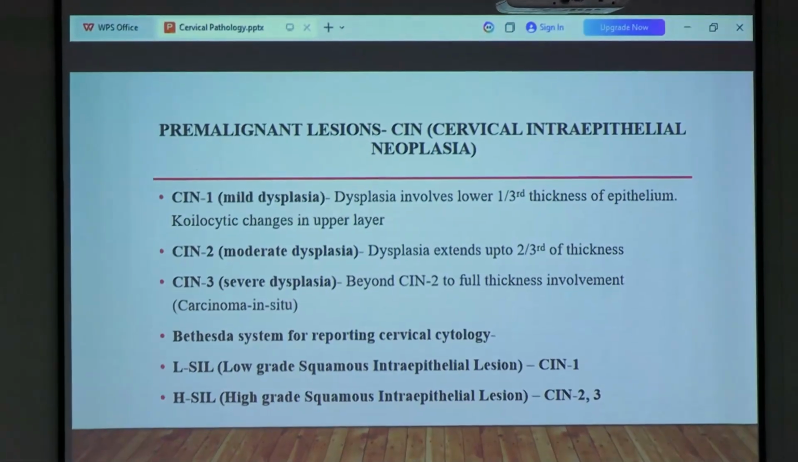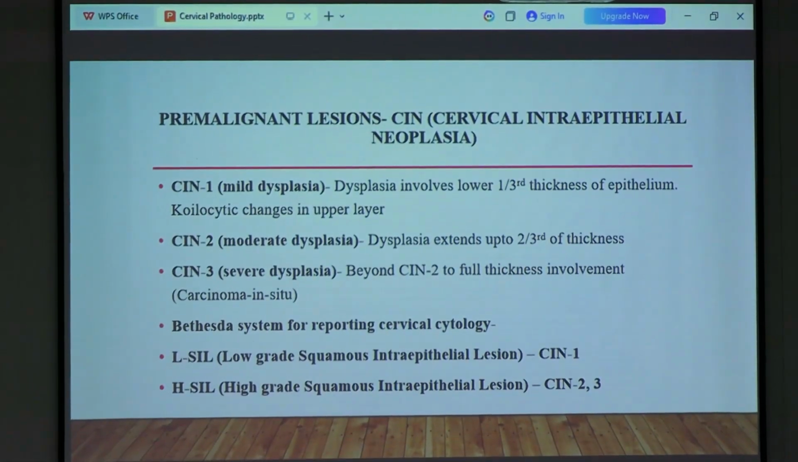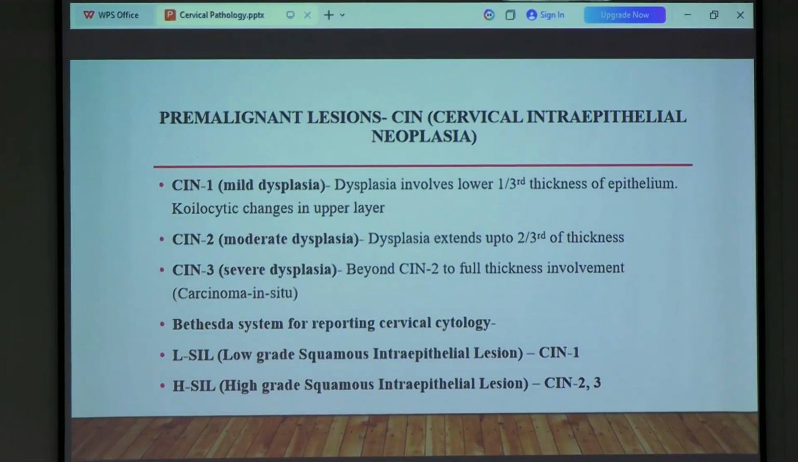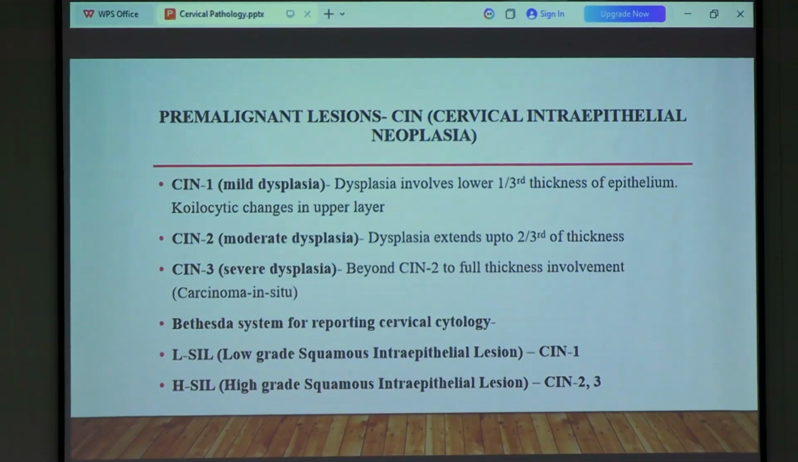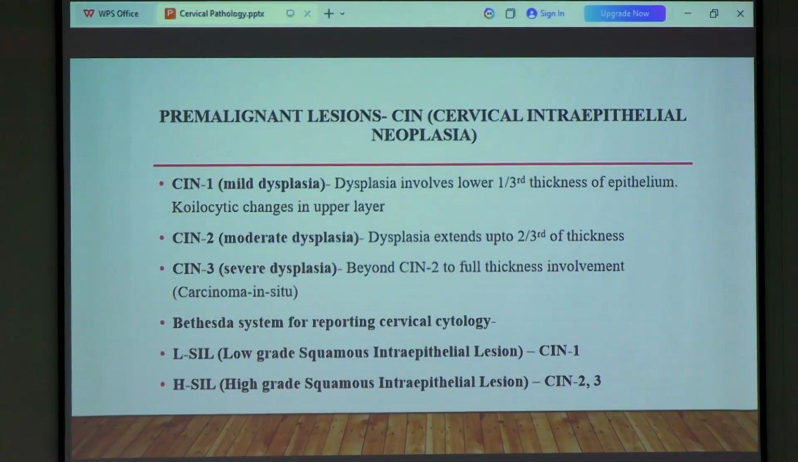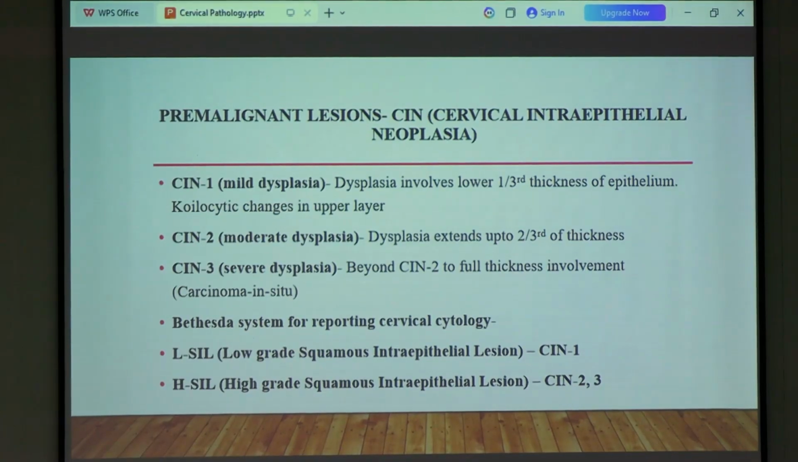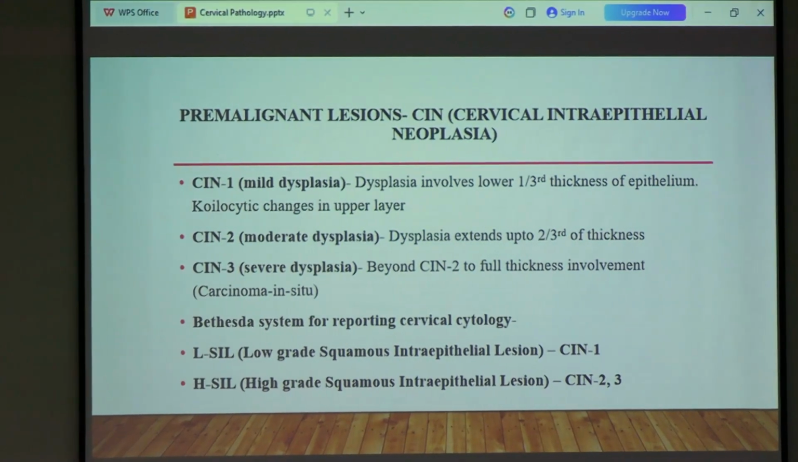Now, pre-malignant lesion. Always before there is malignancy, sometimes the body gives a hint that this is a pre-malignant state. You intervene at this point, otherwise there will be invasive carcinoma. Okay, so what are those called in the case of the cervix? They are CIN 1, 2, 3. CIN is cervical intraepithelial neoplasia.